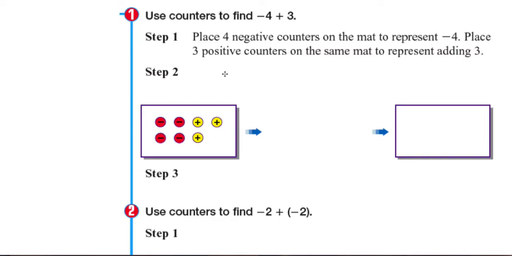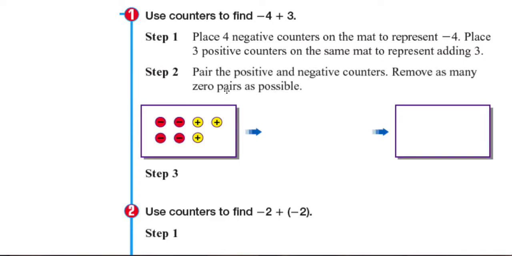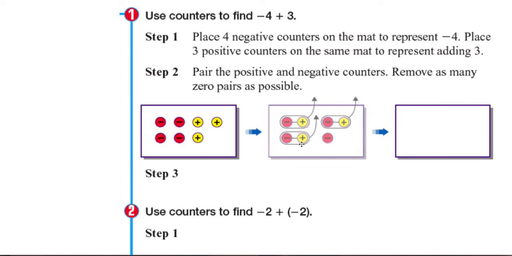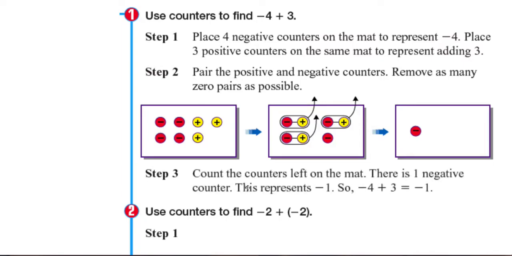Okay, and step number 2, pair the positive and negative counters. Remove as many 0 pairs as possible. So if we do this, we have 1, 2, 3 0 pairs to be removed, and the result is only 1 negative counter. So step number 3, count the counters left on the mat, and there's only 1 left, and that's 1 negative counter. So this represents negative 1. So negative 4 plus 3 is equal to negative 1.